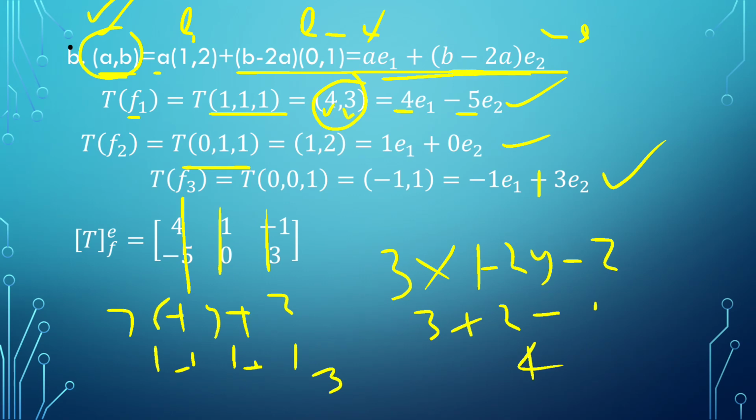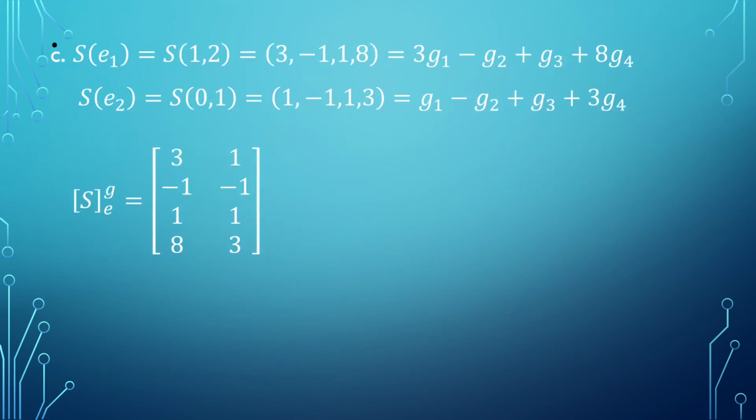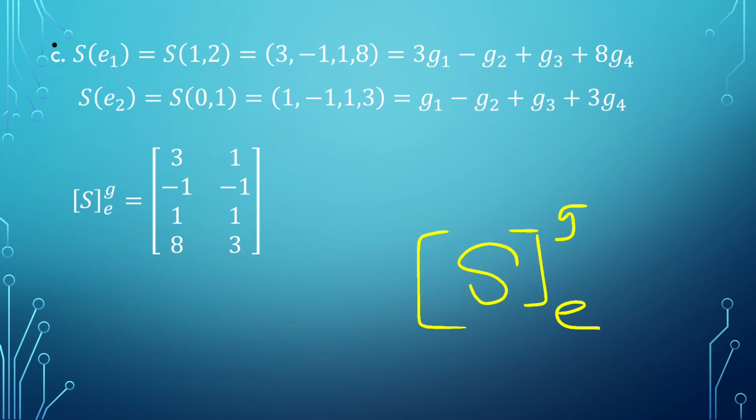So we have done B. Let's go to C. If you look at C now, we are transforming S from which base? From base E to base G. So the final products are G's. G's are the final bases that we want to transform to.